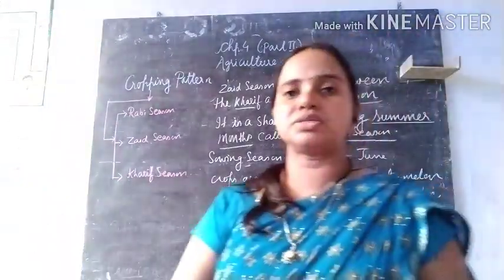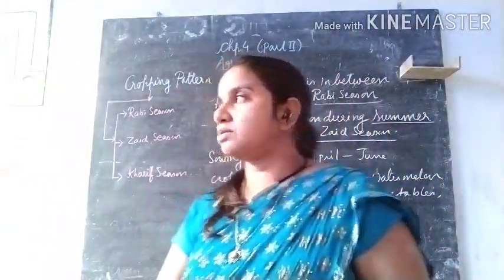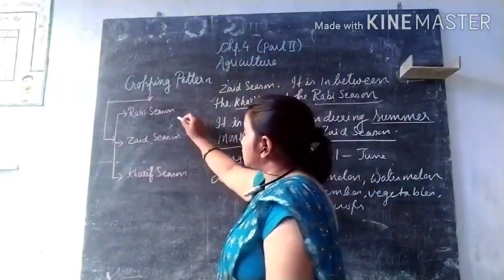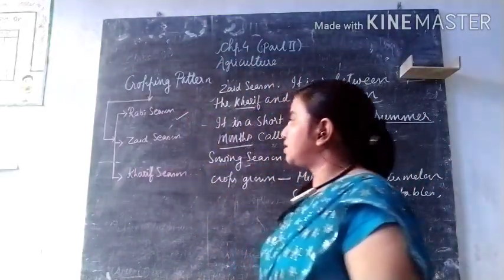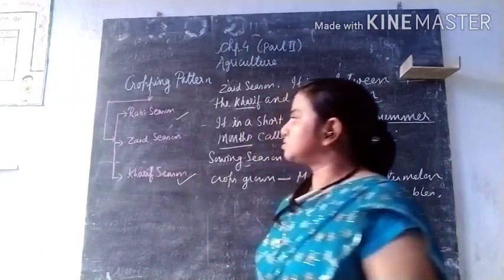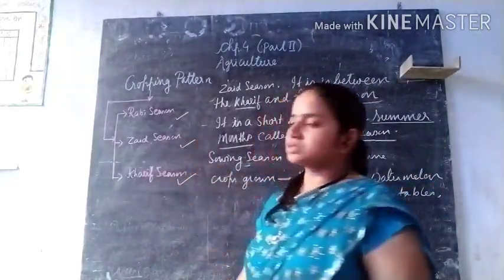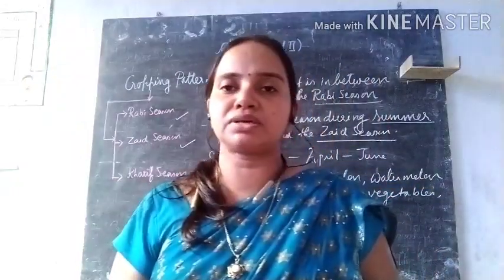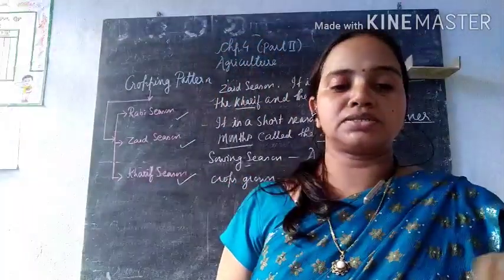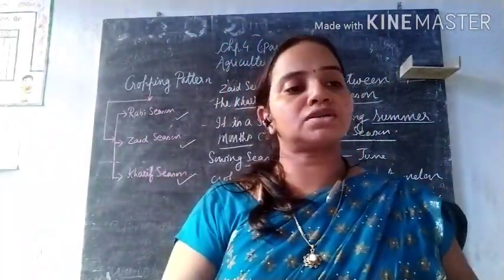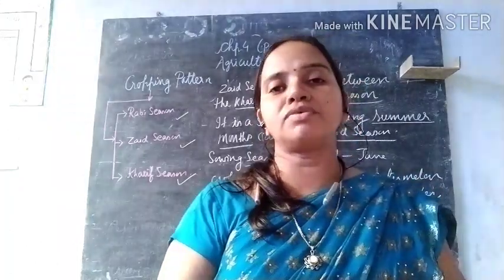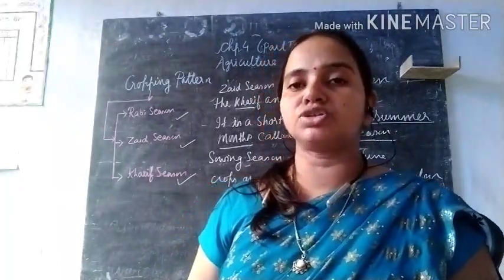One is your Rabi season, that is your winter crops, and then we have a Kharif season, that is your summer crop, and then we have a short season in between this winter and summer, that is your Zaid season. So students, we have discussed the cropping pattern, and now we will discuss the major crops.